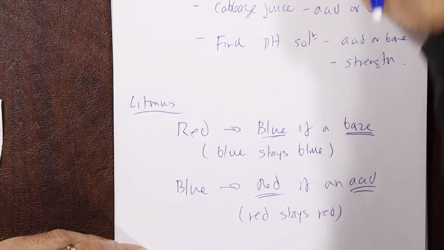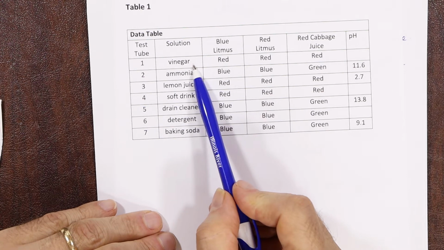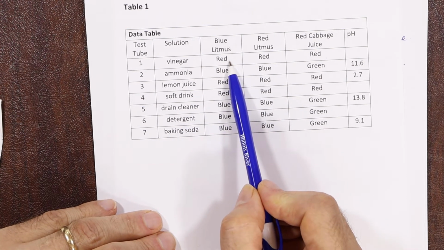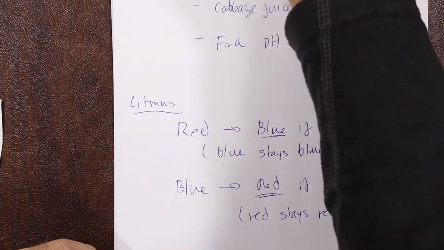On your data sheet, I tested both kinds of paper. If we look at vinegar, we know vinegar is acidic. So the blue litmus turns red, which makes sense, and the red stayed red. Fair enough.